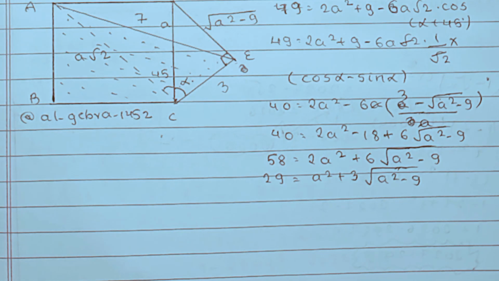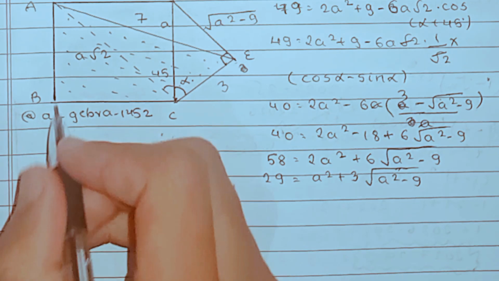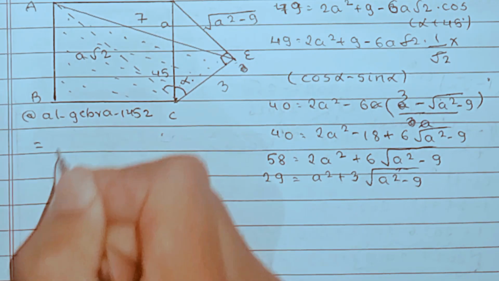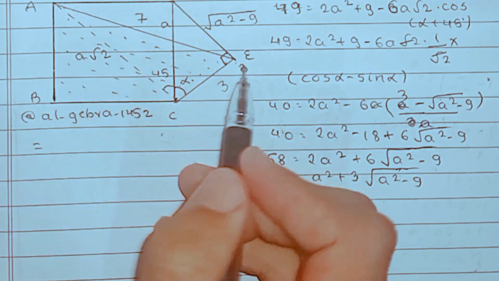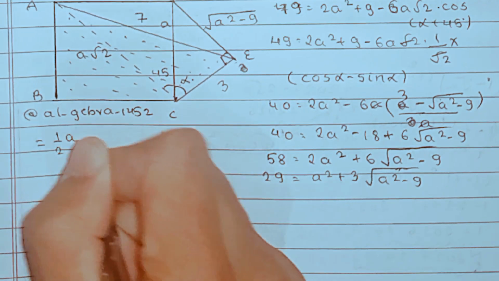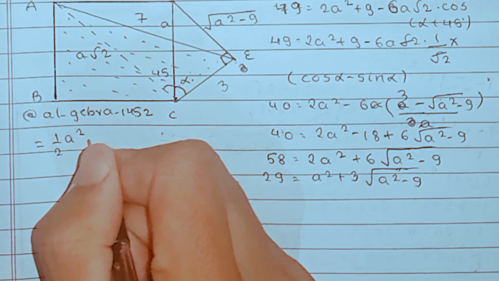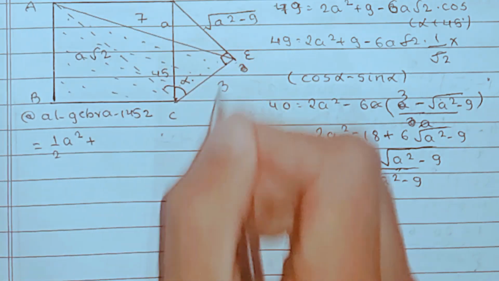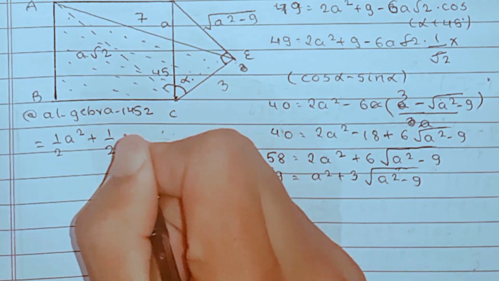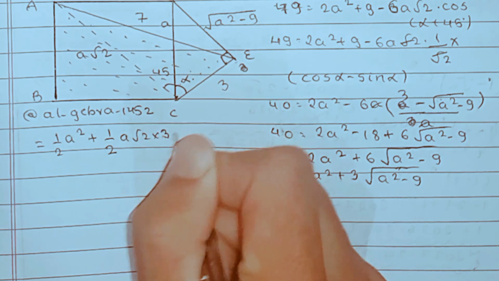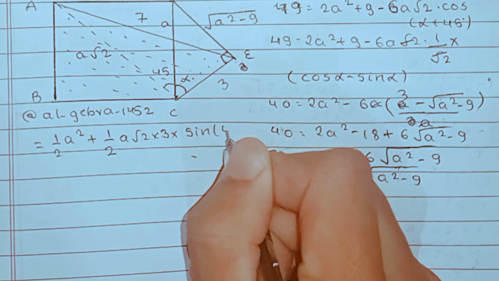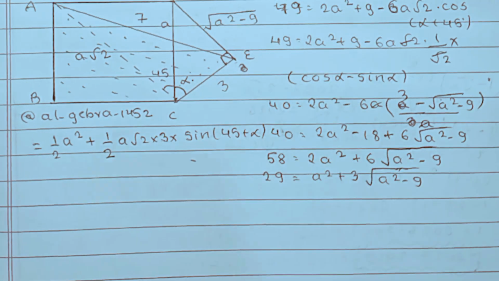Now let's find the area of ABCE. ABCE will have an area of this triangle plus this triangle. So this triangle ABC will have an area of 1 by 2 a square, plus this triangle will have an area of 1 by 2 AC into CE, that is a root 2 into 3 into sine of the middle angle, that is sine 45 plus alpha.